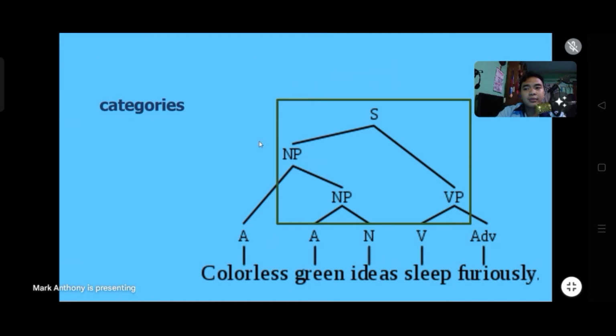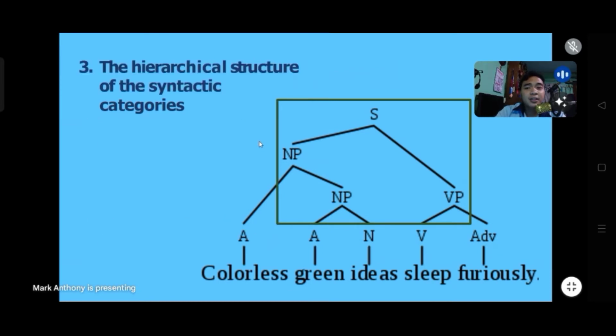And the third one, the hierarchical structure of the syntactic categories. So basically, a phrase structure tree shows us the hierarchical structure of a syntactic category. And there you have it. That is the phrase structure tree. So sir, basically, what is the use of a phrase structure tree? So it gives us an overview. It shows us the hierarchical structure of the words, or the group of words, or the different constituents present in a sentence.